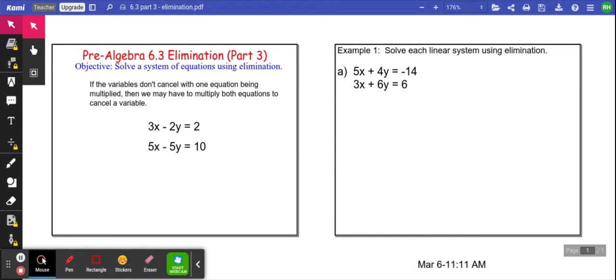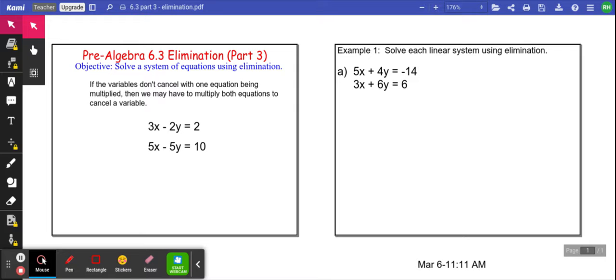Okay, guys, we are back for part 3 of elimination. So again, same exact steps that we've been doing in parts 1 and 2. Still canceling a variable, then plugging in what we get for the next variable.